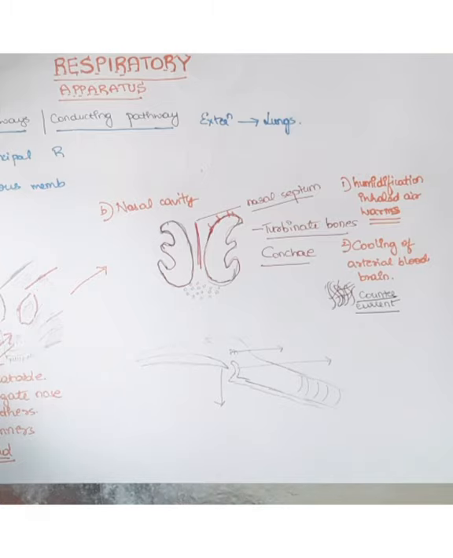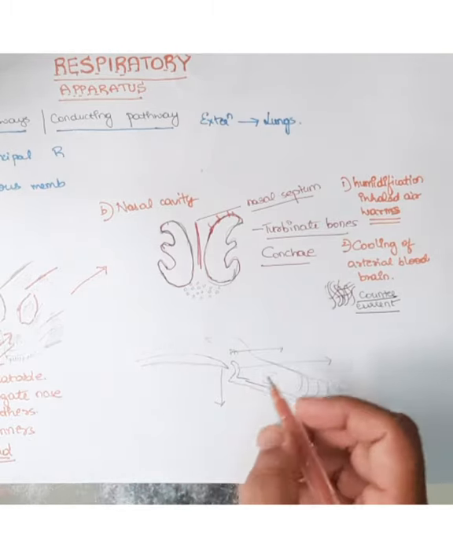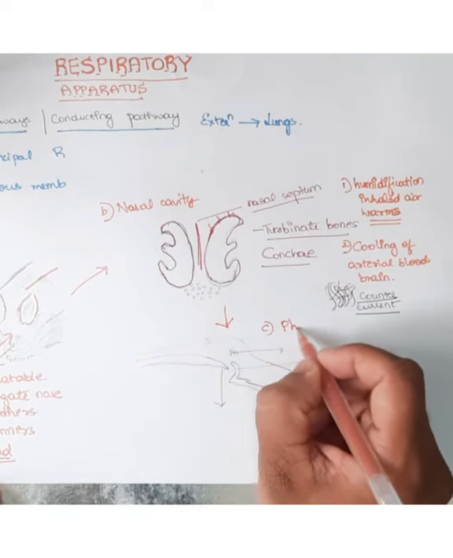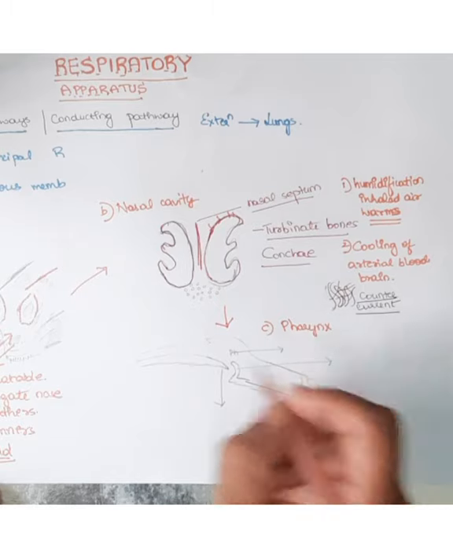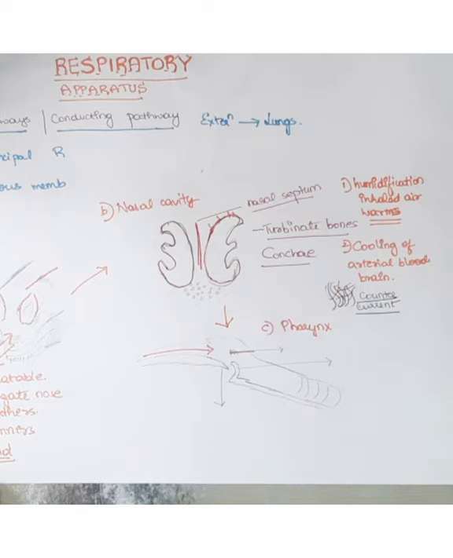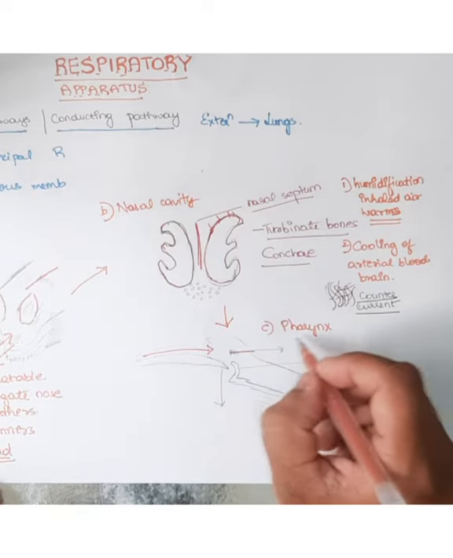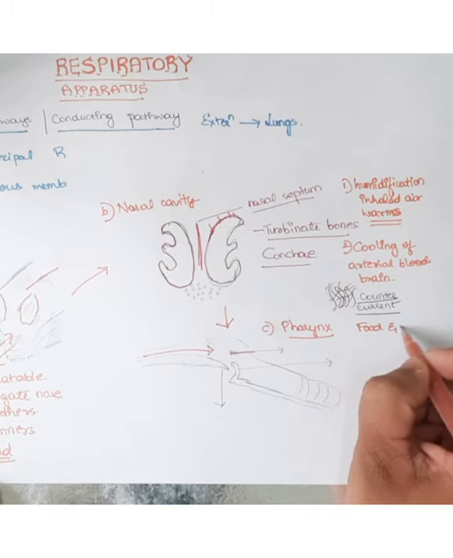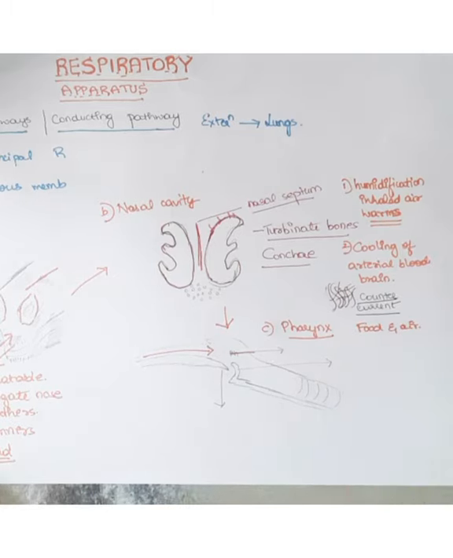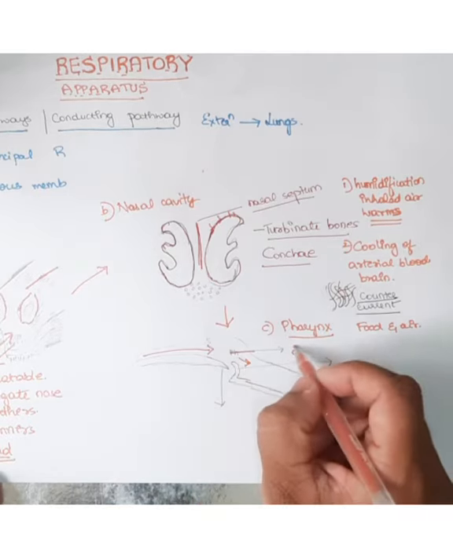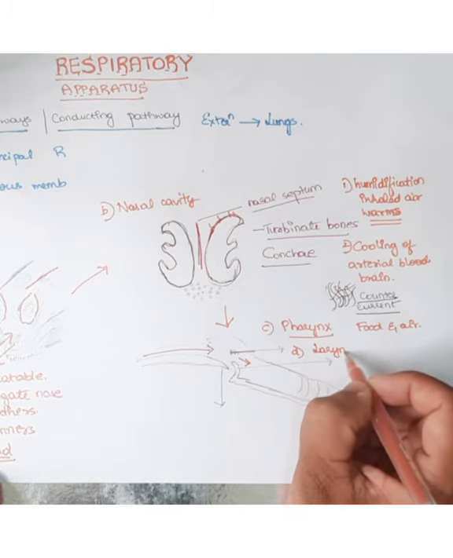So the next part, from the nasal cavity, it passes through the third structure, the pharynx. Pharynx is a common passage for both food and the air. From the pharynx, it enters into the next structure called the larynx.